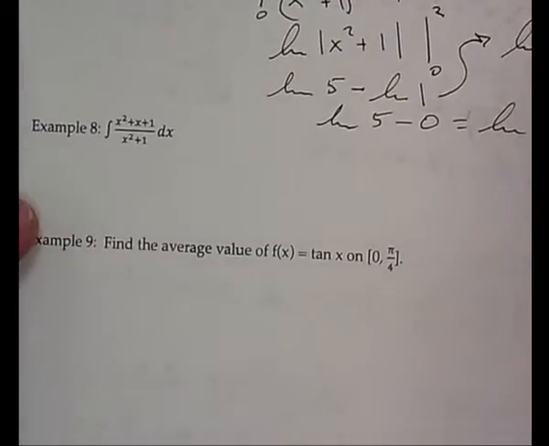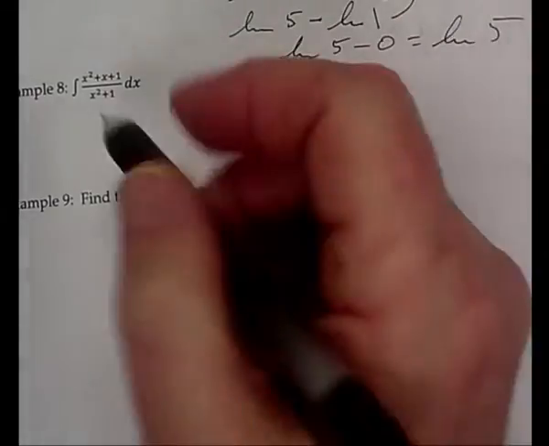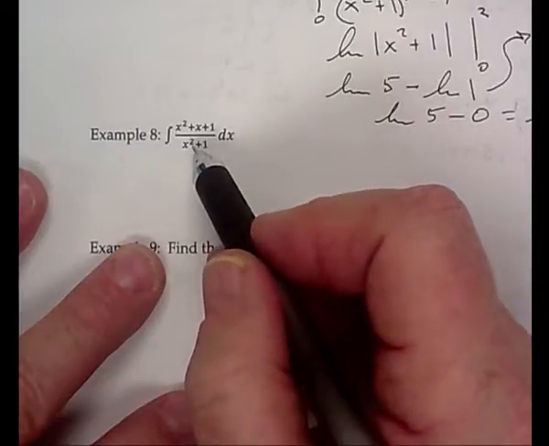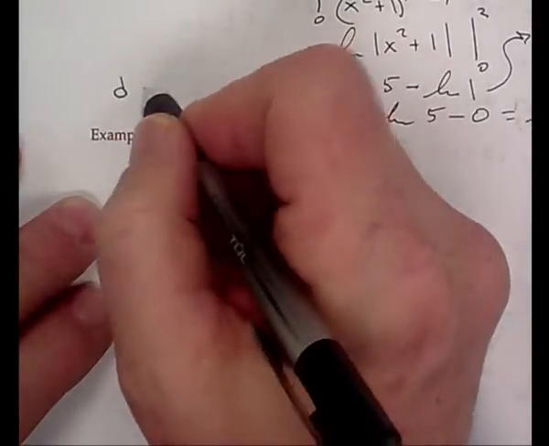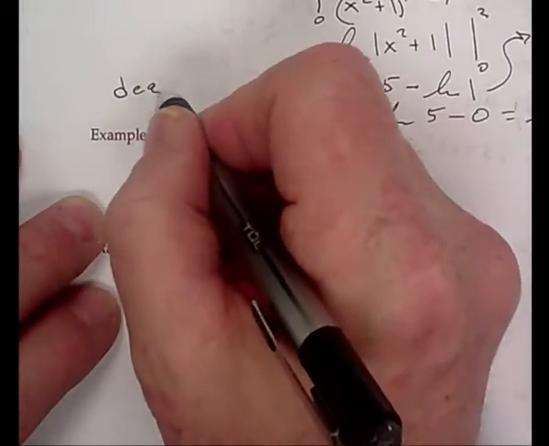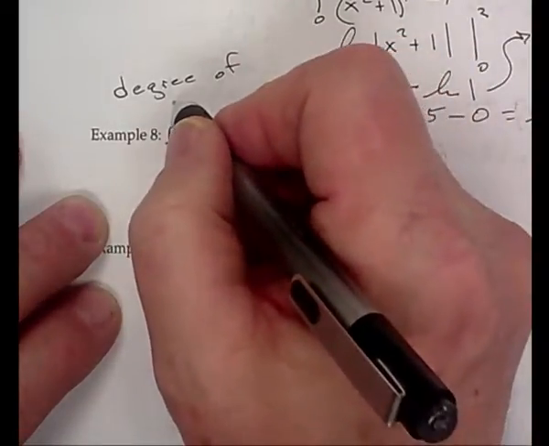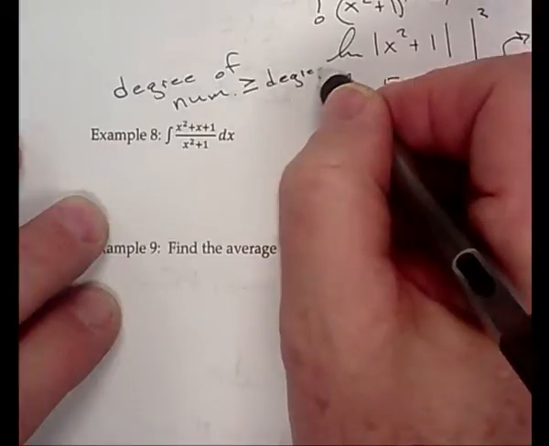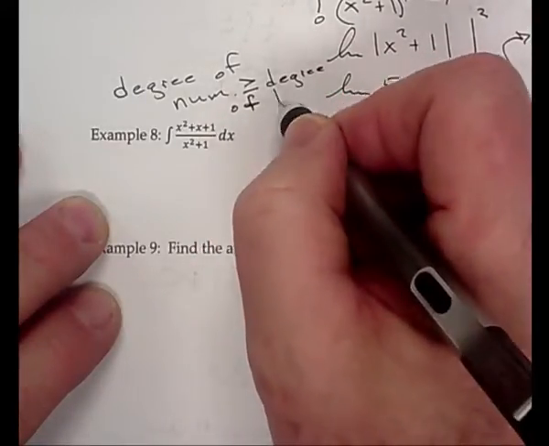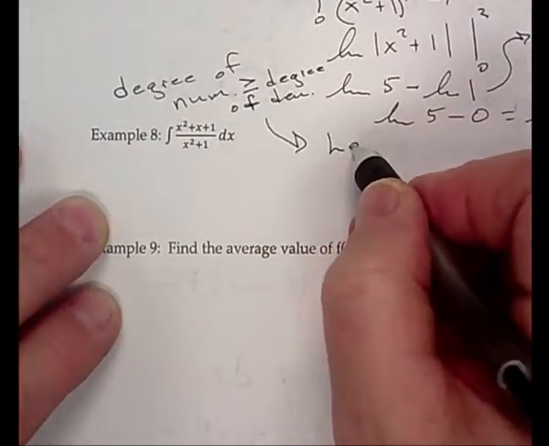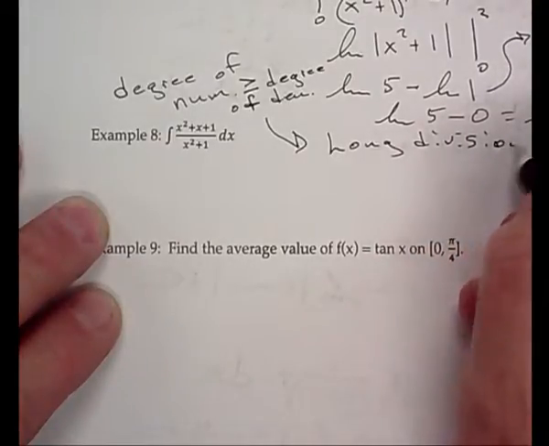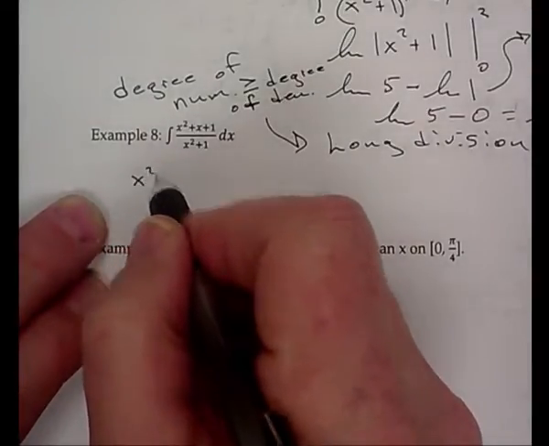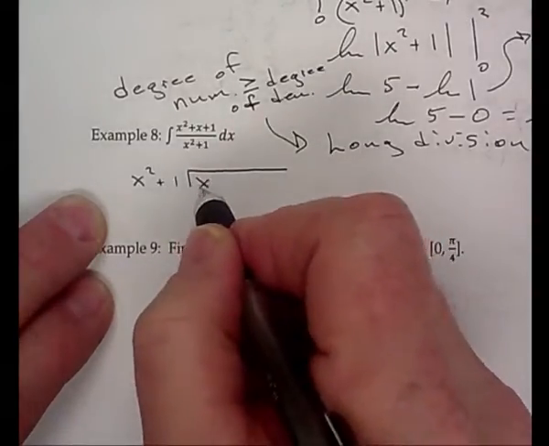All right. So, what's the degree of this? 2. What's the degree of this? 2. They both have the same degree, right? So, if the degree of the numerator is greater than or equal to the degree of the denominator, you have to do long division. So you get to do long division because they're tied. Okay? So I have x squared plus 1, and you're going to divide that into x squared plus x plus 1.